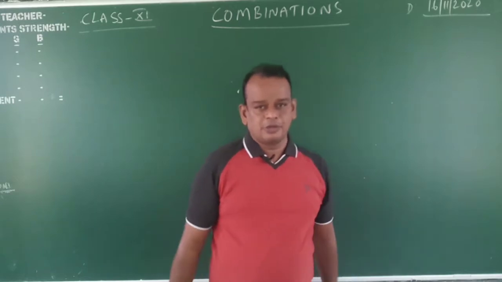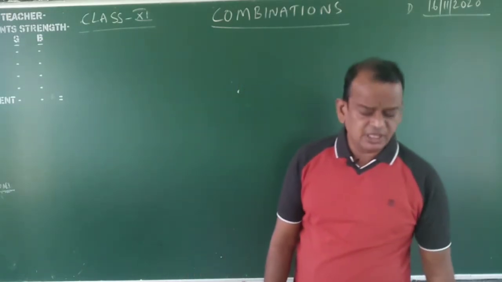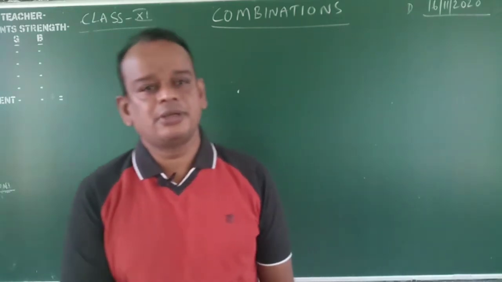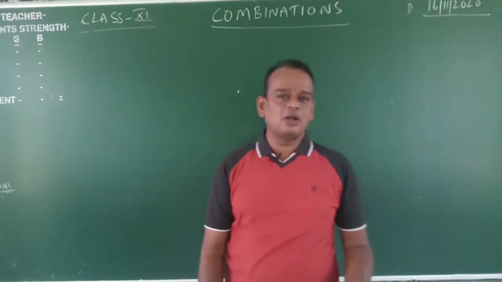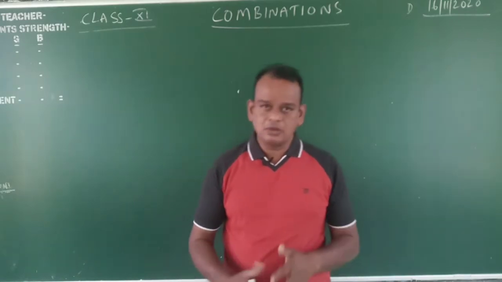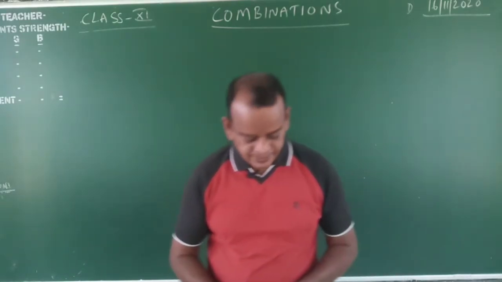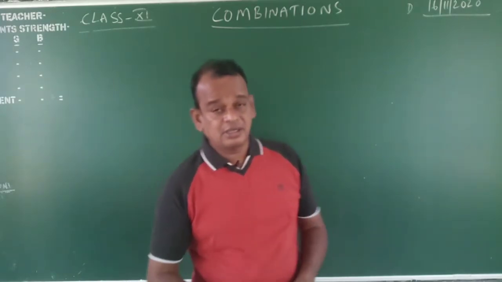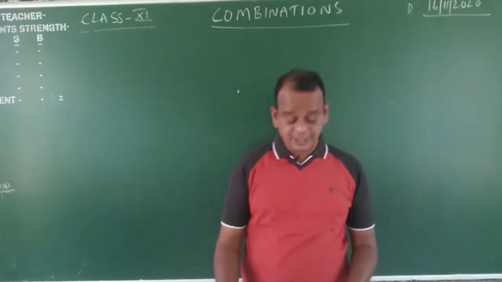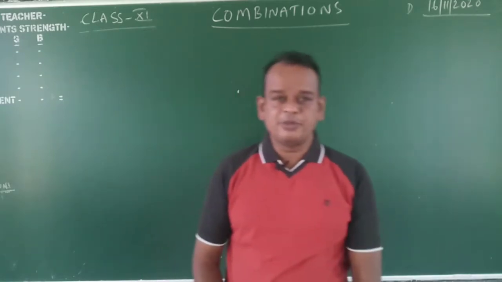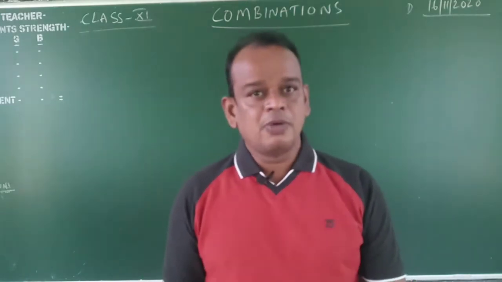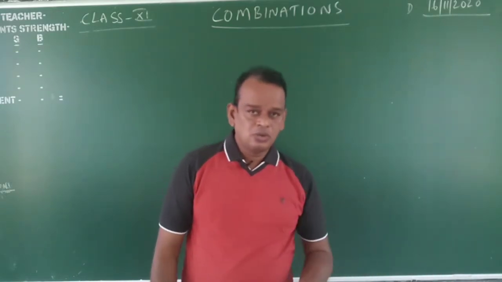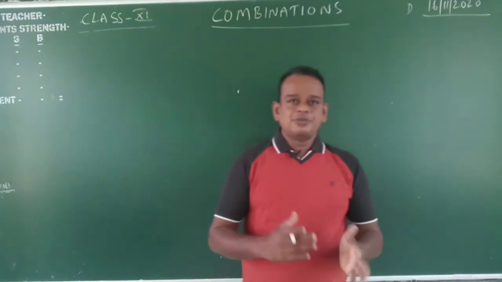Before class, we discussed permutations. In that chapter, we covered how arrangement works, with repetition allowed and repetition not allowed, of things or objects. Now, today you are going to learn another topic: combinations. What is the difference between permutations and combinations? What is the relation between them? And how do we do problems in combinations?